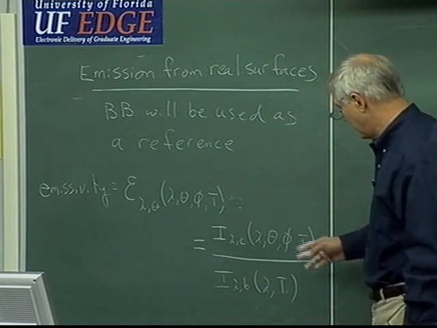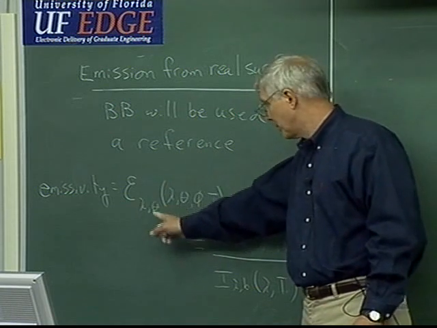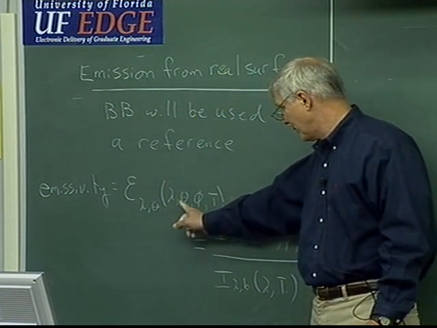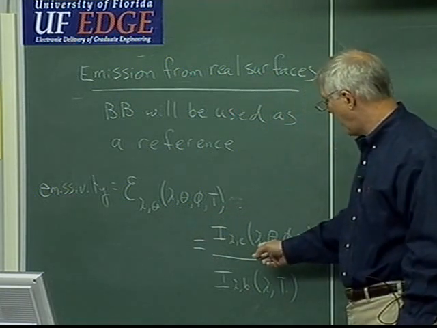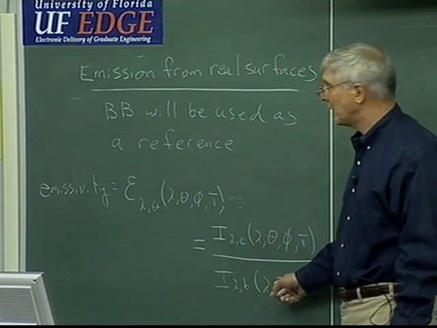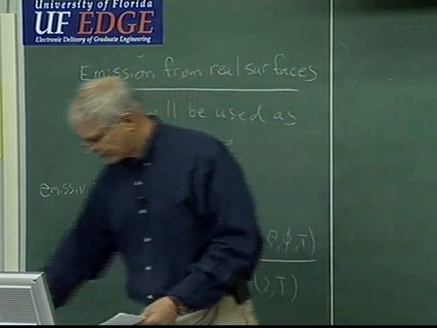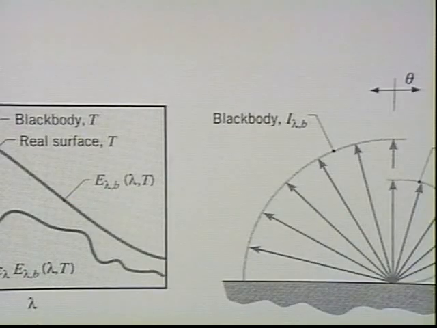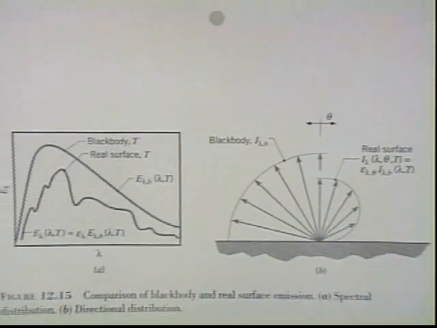The emissivity uses the Greek letter epsilon. It's a function of the wavelength, the direction, and temperature. And we define that as the actual intensity divided by the intensity of a black body radiator. Now, I want to show you an overhead here.